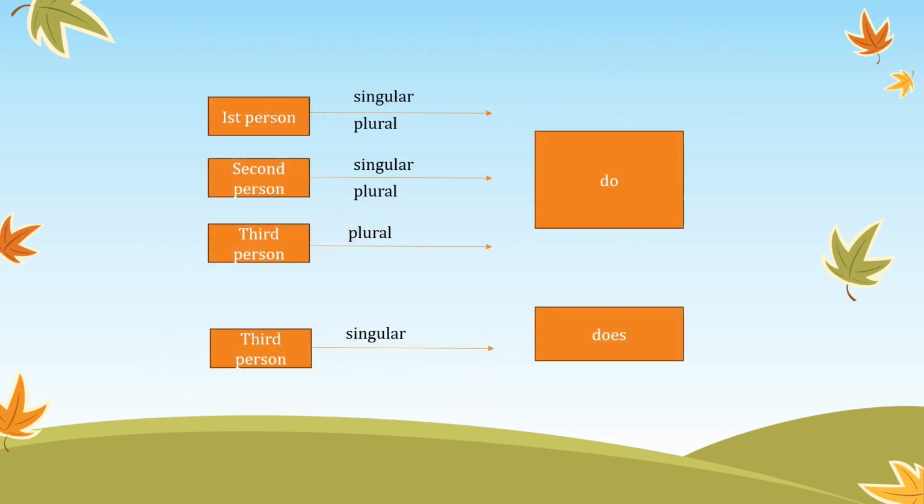Now, when to add do and when to add does? First person, when it is a singular form or in the plural form, we add do. Second person, singular and plural, we add do. With the third person in the plural form, we add do. Only third person singular form we add does. Same as we have already seen with s and es with the first form of the verb, we see the same syntax with do or does.